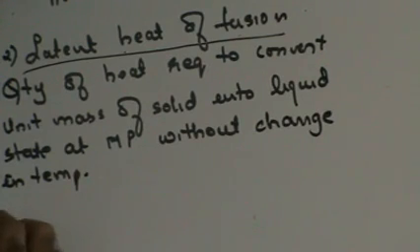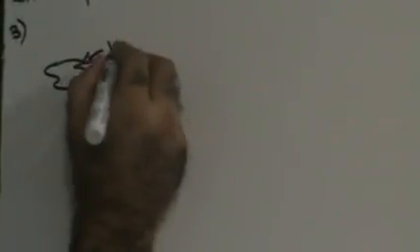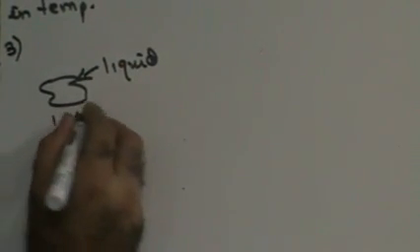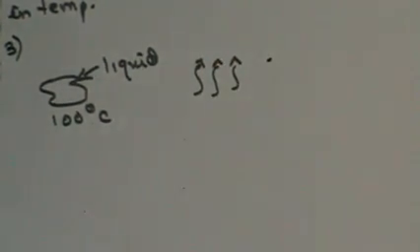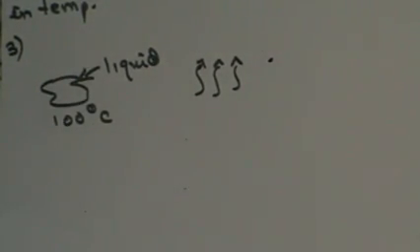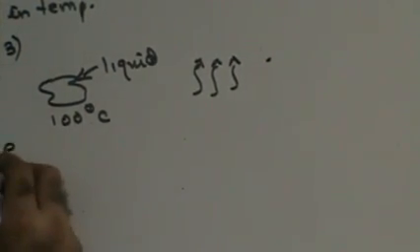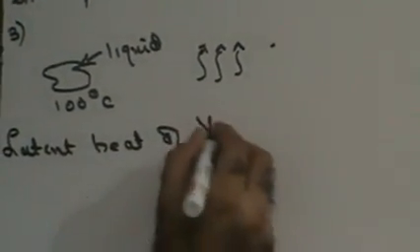Now I could do the same thing with liquid and gas. I could have, say, liquid here, unit mass of liquid at 100 degrees Celsius, right? I heat this, I'll get steam, right? So the amount of heat required to convert liquid to steam is called latent heat of vaporization. So what is latent heat of vaporization?